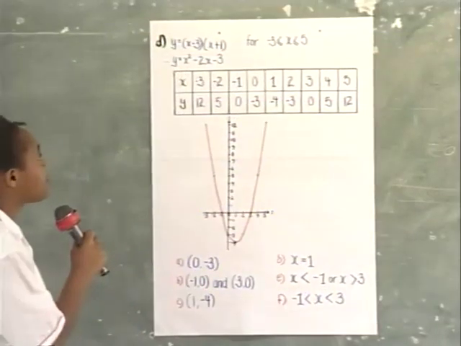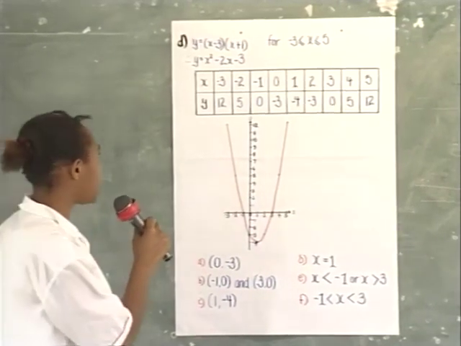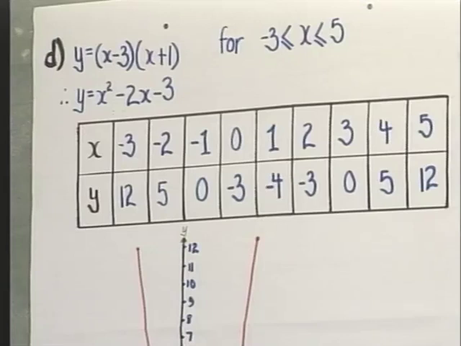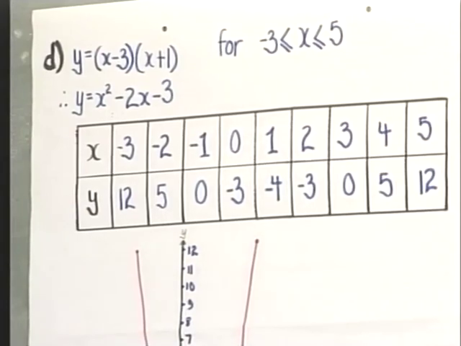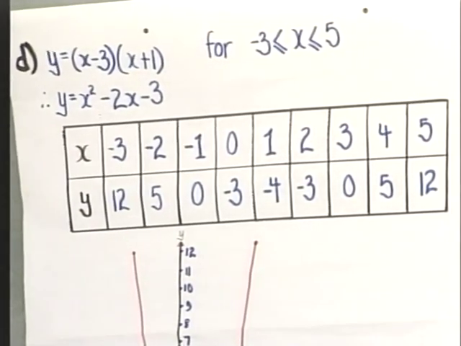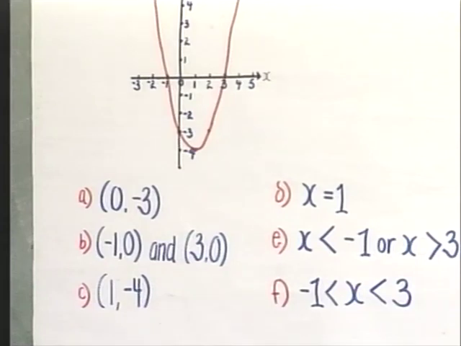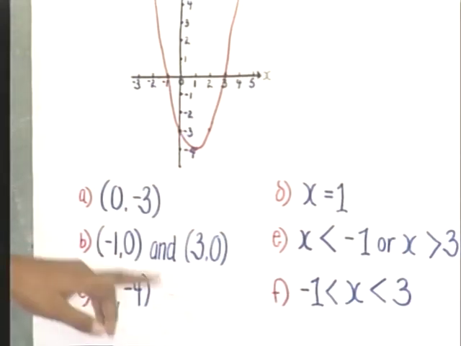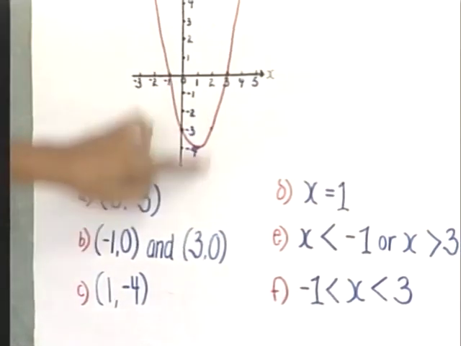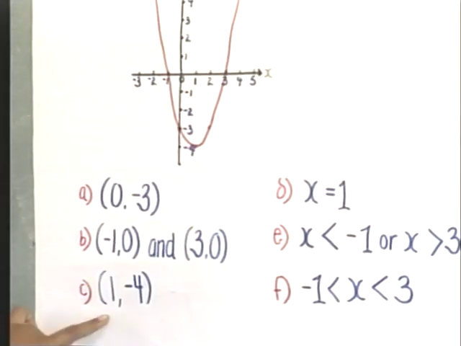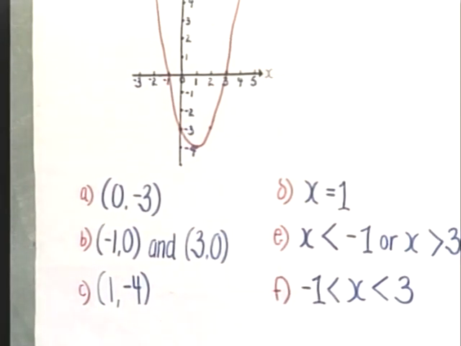y equals (x minus 3)(x plus 1), we expanded it into the quadratic equation y equals x squared minus 2x minus 3. We got the values. The y-intercept is (0, -3). The x-intercepts are (-1, 0) and (3, 0). What are the coordinates of the vertex? The coordinates of the vertex are (1, -4).